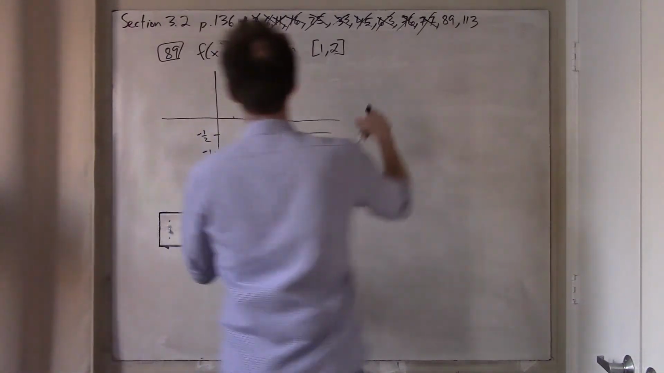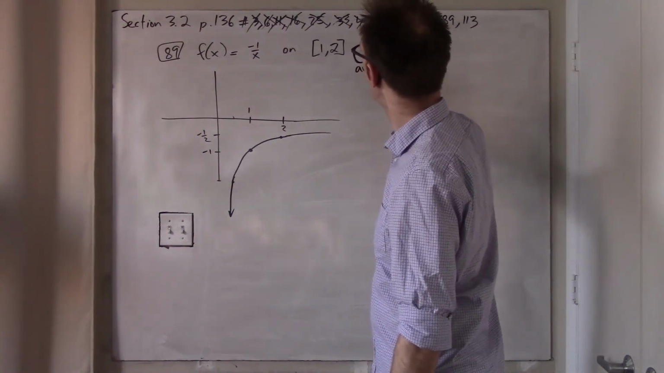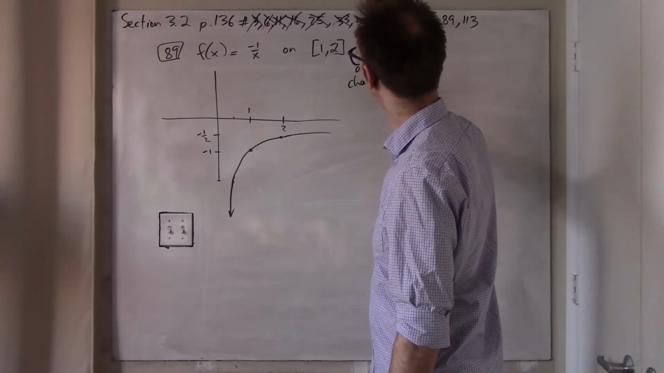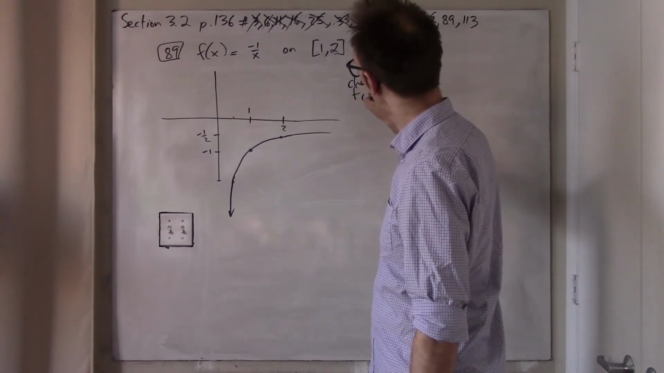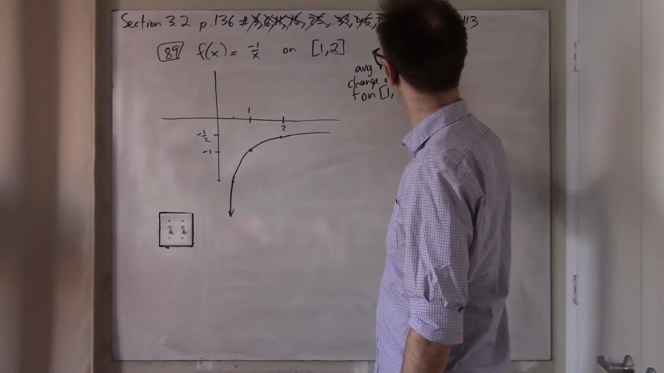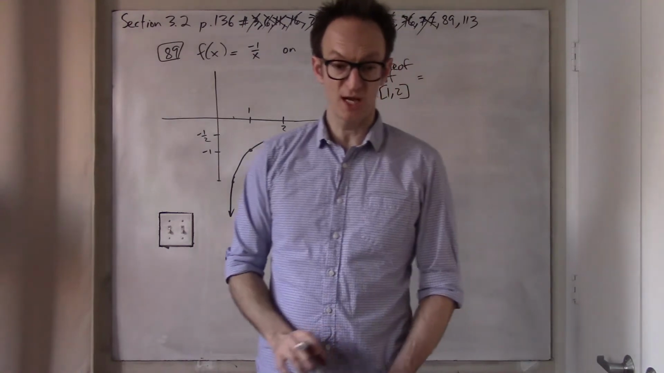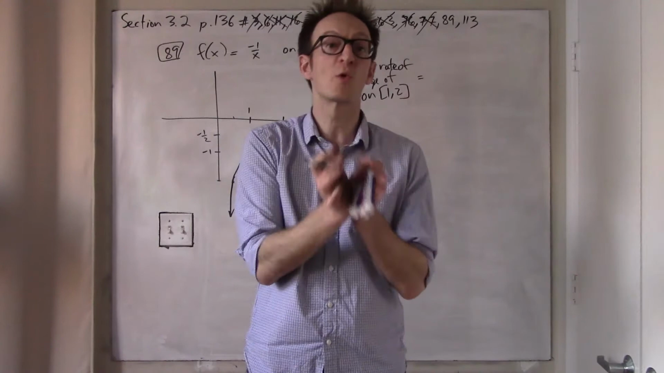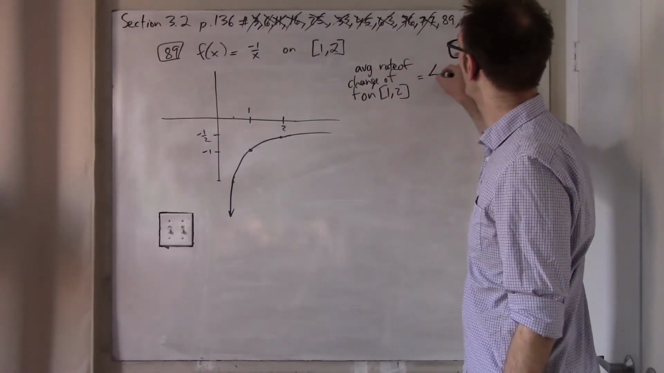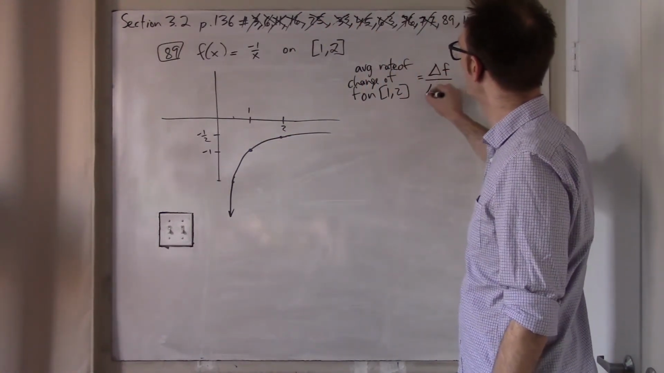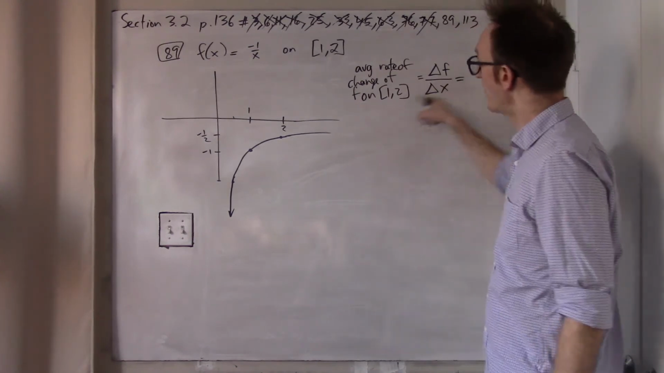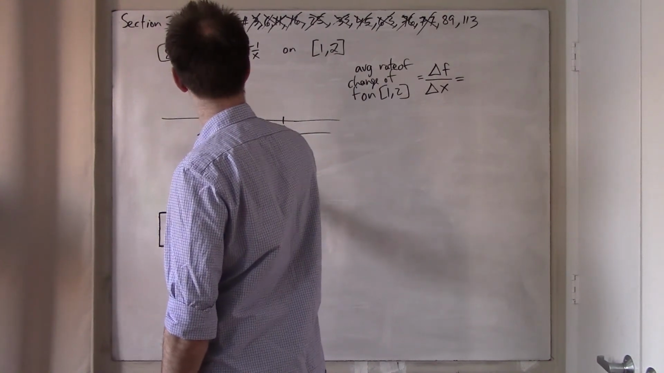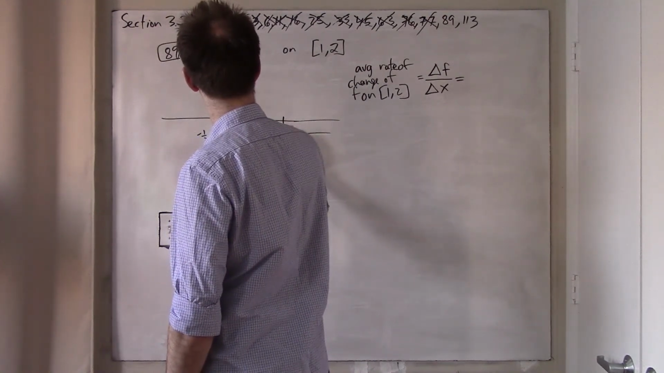Question number 1. What is the average rate of change of f on the interval 1, 2? The average rate of change of a function is just the total change over the width of the interval. So what we're looking for here is the change in f over the change in x. How much does this function change? Well, here is the point 1, -1. Here's the point 2, -1/2.